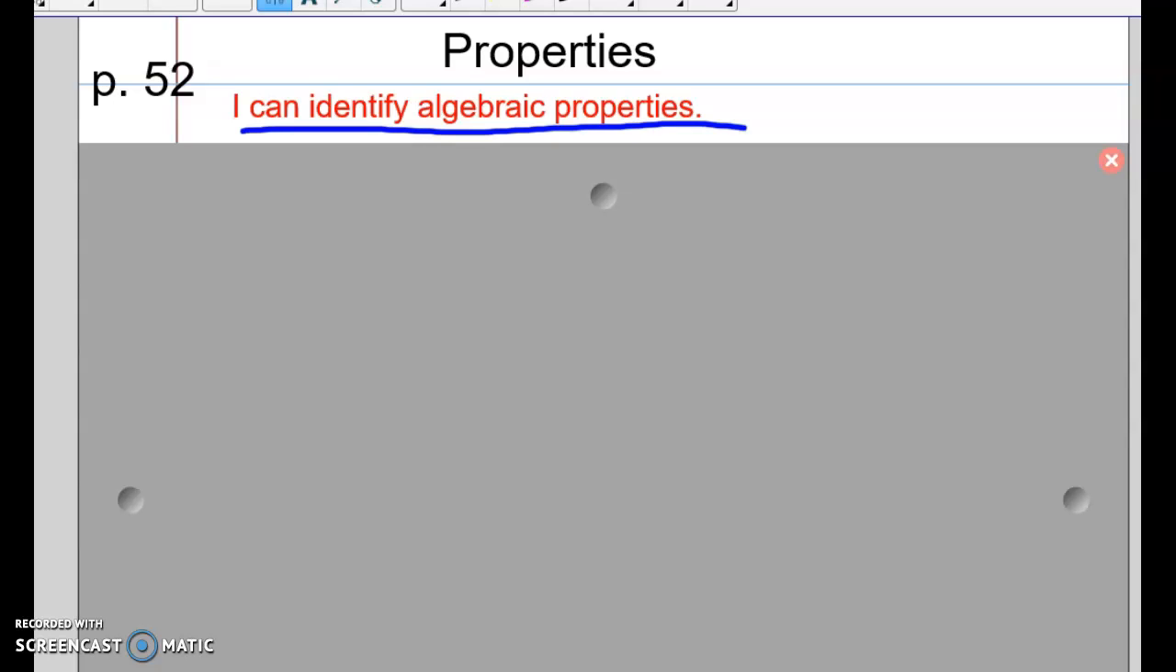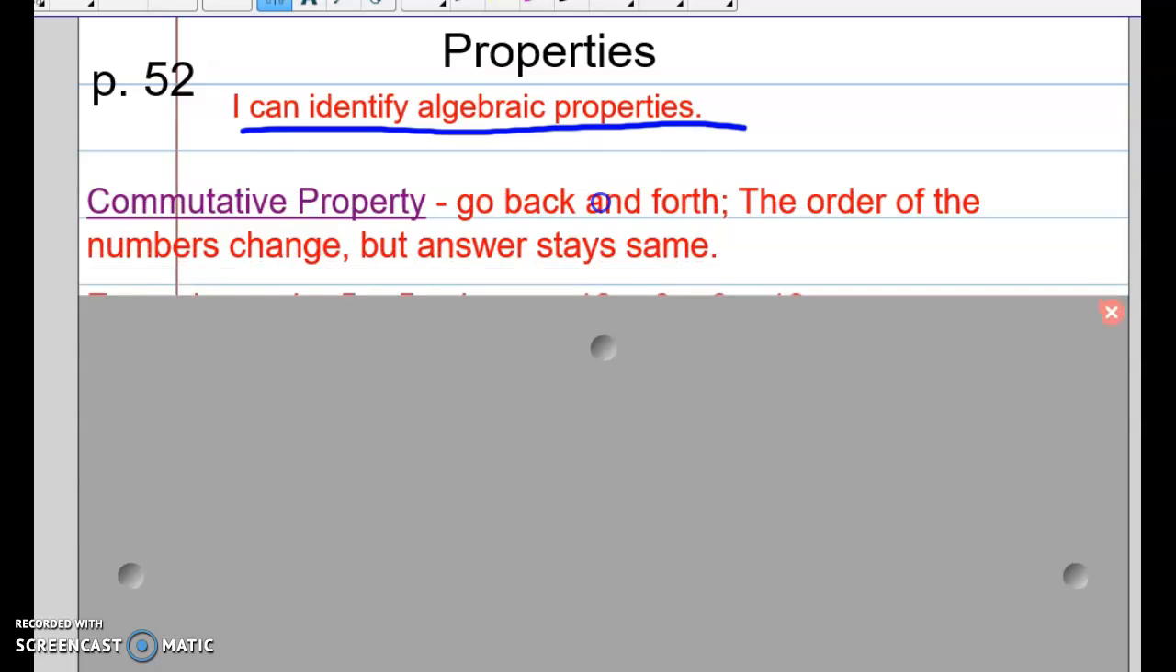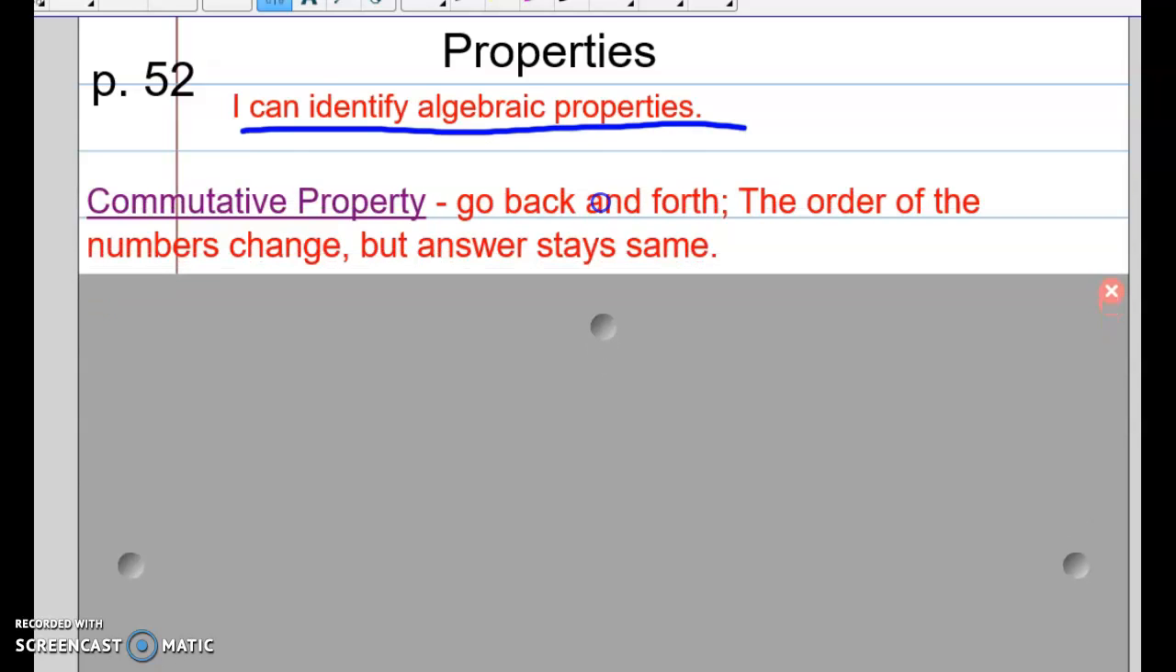Now that you've labeled your notebook page, we're going to go through a few definitions and examples, and the purpose of this page is for you to be able to look at a math problem and just identify which property is being shown. The first property is the commutative property. Pause your video and copy down the vocabulary word commutative property and the definition that you see. Pause your video and do that now.